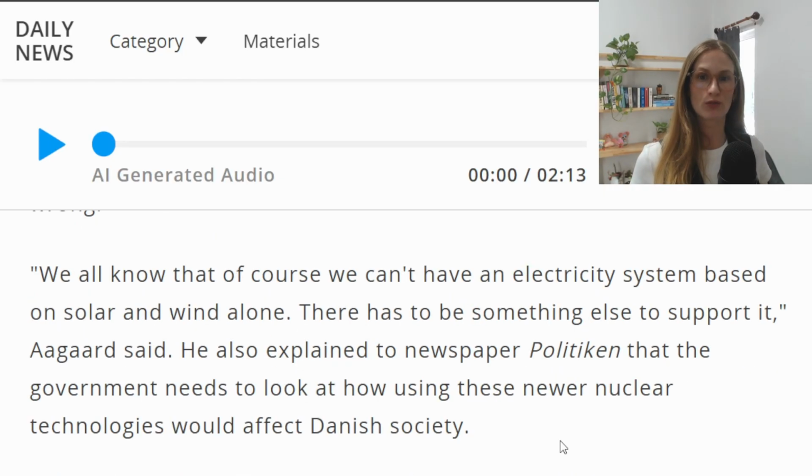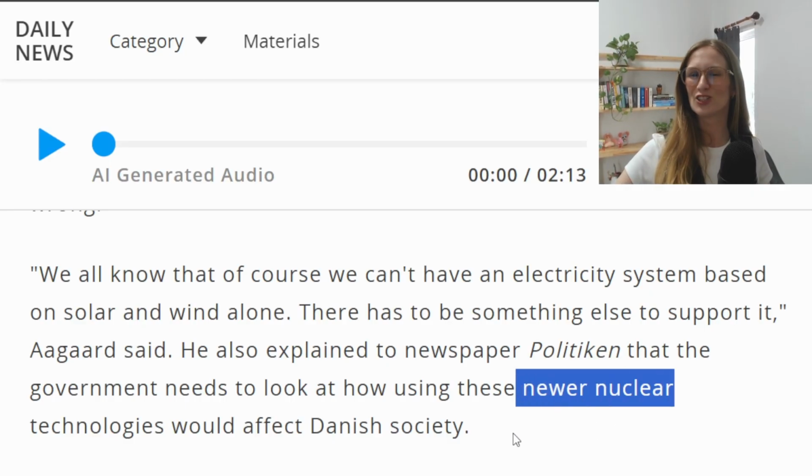We all know that, of course, we can't have an electricity system based on solar and wind alone. There has to be something else to support it, Agard said. He also explained to newspaper Politiken that the government needs to look at how using these newer nuclear technologies would affect Danish society. Try saying this really quickly. Newer nuclear.